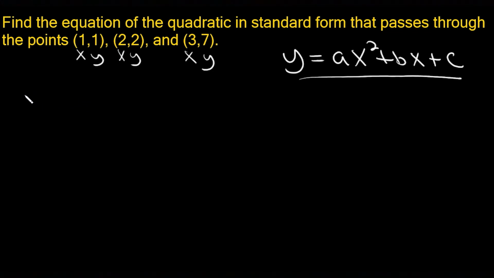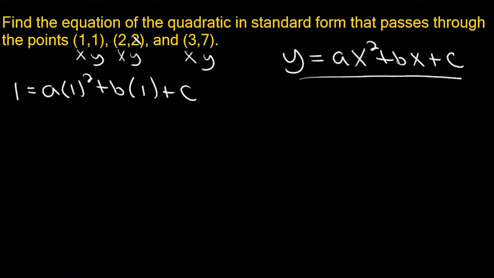Here's my y. I'm going to put 1 equals a. I don't know what a is. That's okay. Here's my x. It's going to be 1. So 1 squared plus b. Don't know what b is. I know x. That's 1. And then plus c. Okay? We're going to do this 2 more times. So there's the first one.